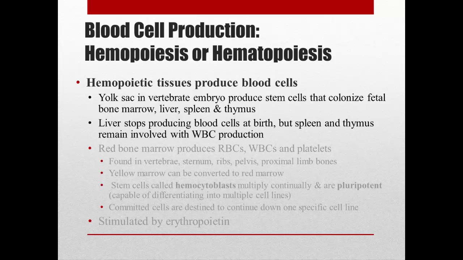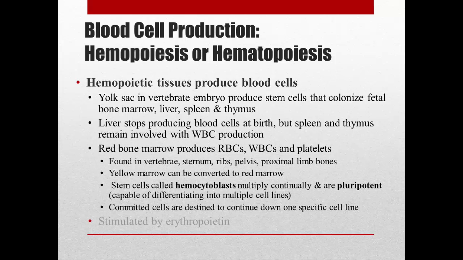But the spleen will decrease its function in making blood cells as you get older and older. The primary organ responsible for making blood cells is going to be the red bone marrow throughout your life. Now, as a child, pretty much all of your marrow throughout your skeletal system will be red marrow.